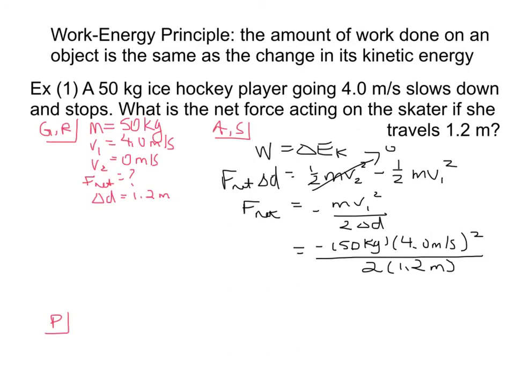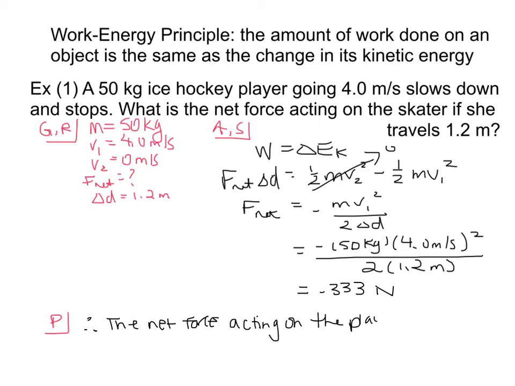So we end up with negative 333 newtons. So therefore, the net force acting on the player is 333 newtons backward.